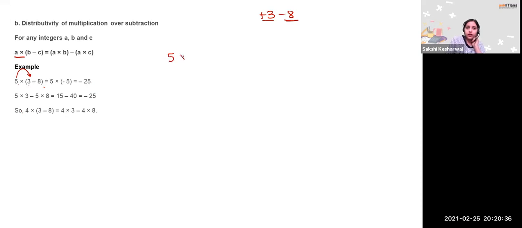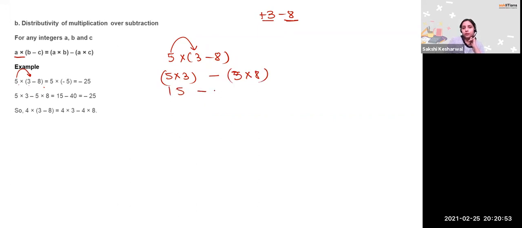Now you just multiply. It's like 5 into (3 minus 8). So what you'll be doing, using the distributive property: 5 into 3, that is positive into positive is positive. And then positive into negative is what, beta? Negative. So you will be writing 5 into 3 minus 5 into 8. That's it, right? So this is equal to 15 minus 40, which is equal to what, beta? -25, right? So you have to see positive into positive, negative into negative, negative into positive, all the time, right?